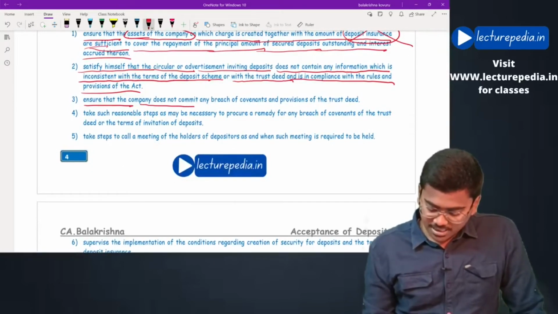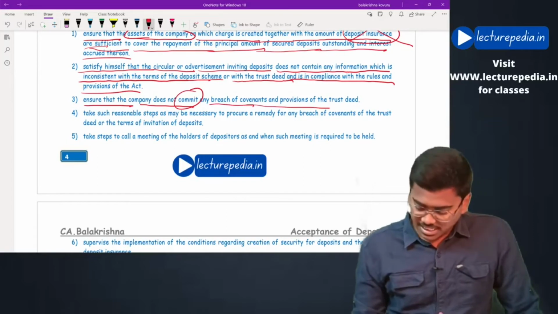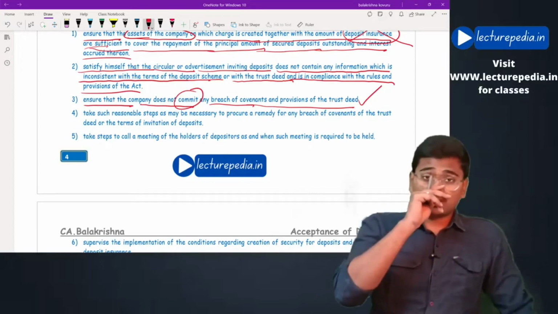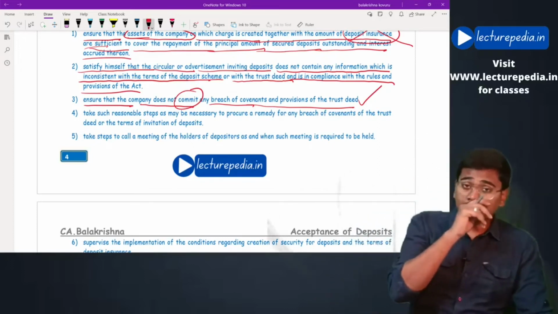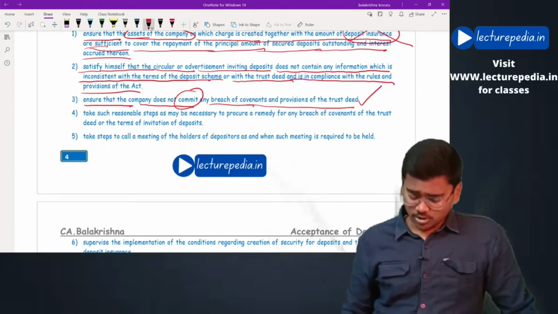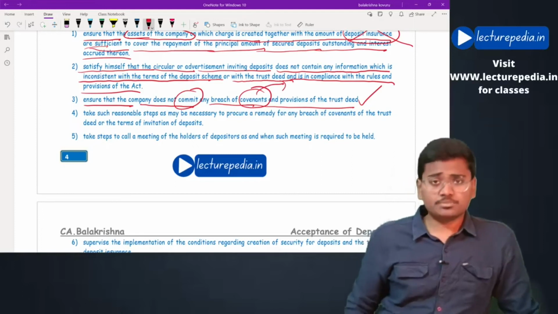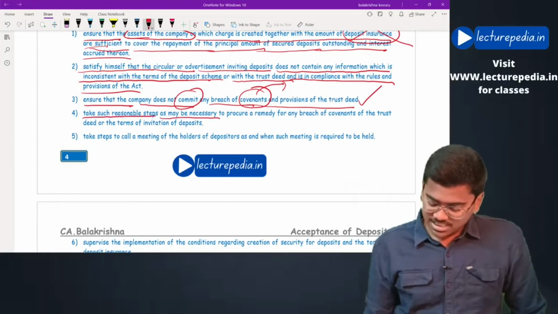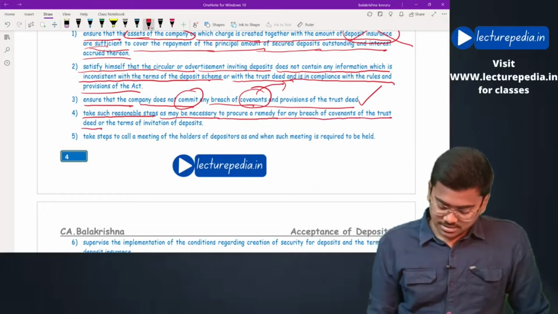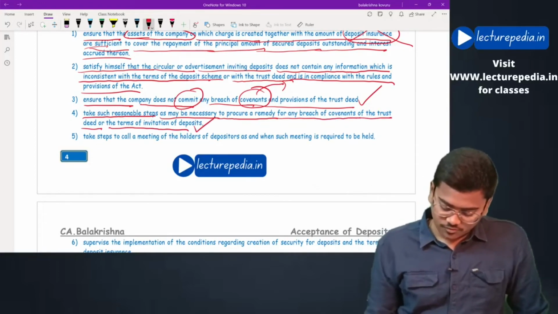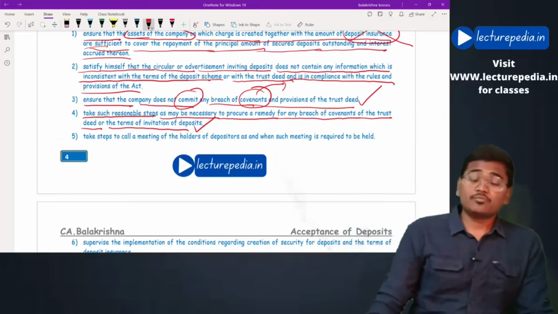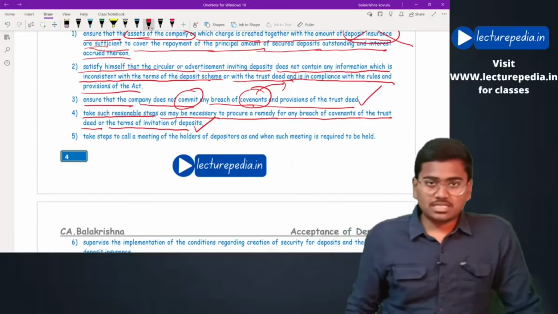Next, ensure that the company does not commit any breach of covenants and provisions of the trust deed. The trustee must ensure that all the terms and conditions that are prescribed in the trust deed are followed by the company. Covenants means you can say terms and conditions. Next, take such reasonable steps as may be necessary to procure a remedy for any breach of covenant of the trust deed or terms of invitation of deposits. In case the company breaches any of the terms and conditions of the trust deed, then what will be the consequence that has to be faced?